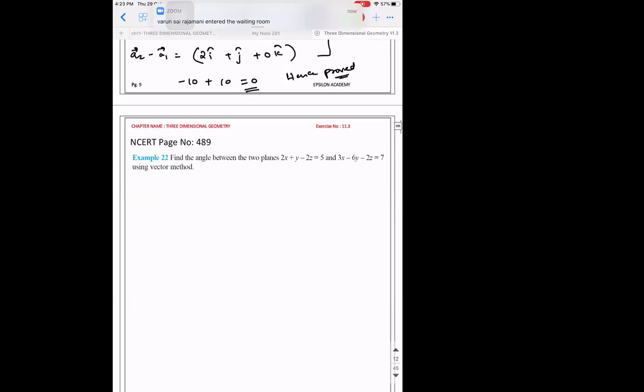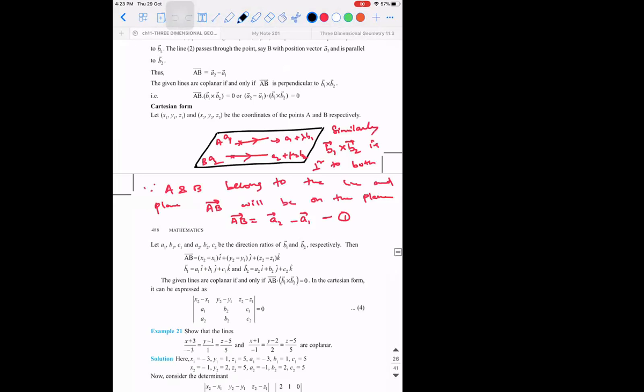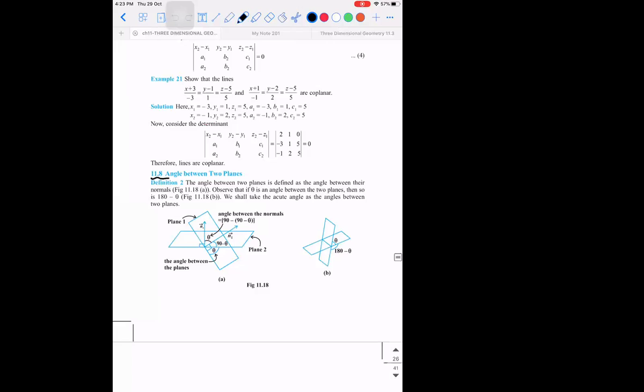Okay. Next is find the angle between two planes. So listen.